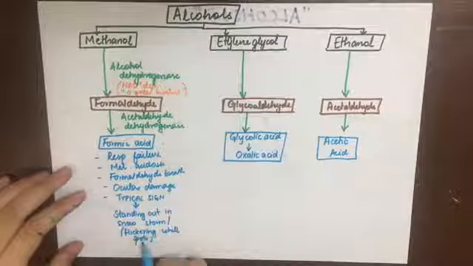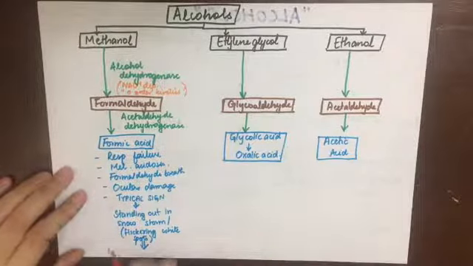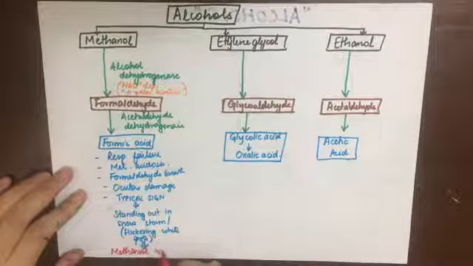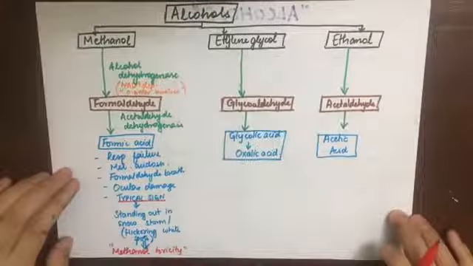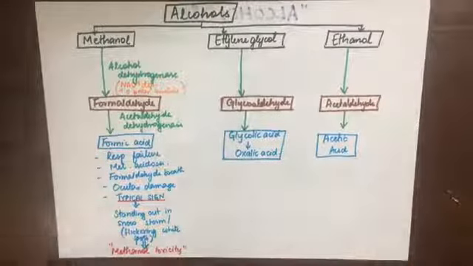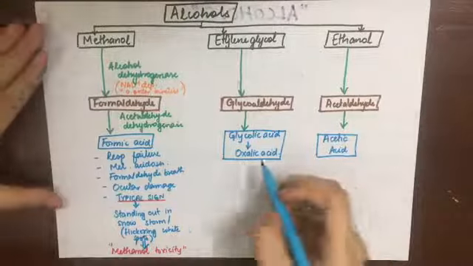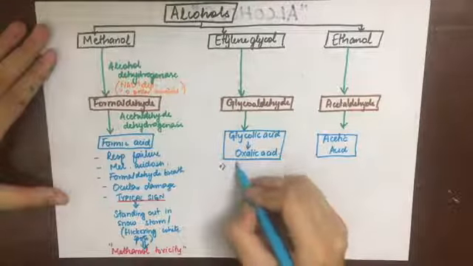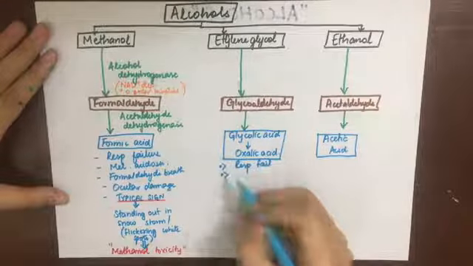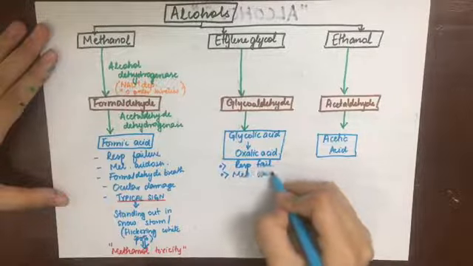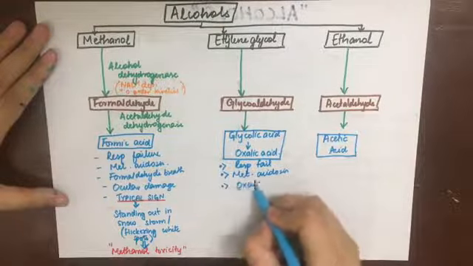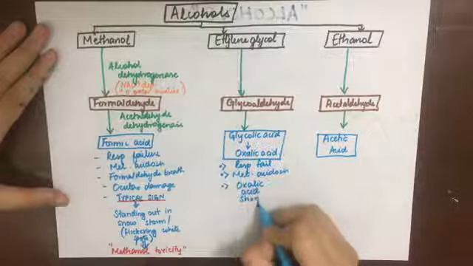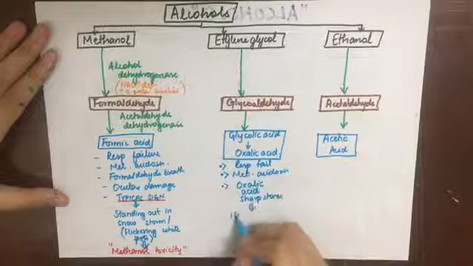Now, when ethylene glycol or antifreeze causes toxicity, it will be converted ultimately into oxalic acid, which will cause respiratory failure and metabolic acidosis, as all alcohols do. And a special feature of this type of poisoning will be the formation of oxalic crystals, and they will cause acute tubular necrosis. This is reversible.